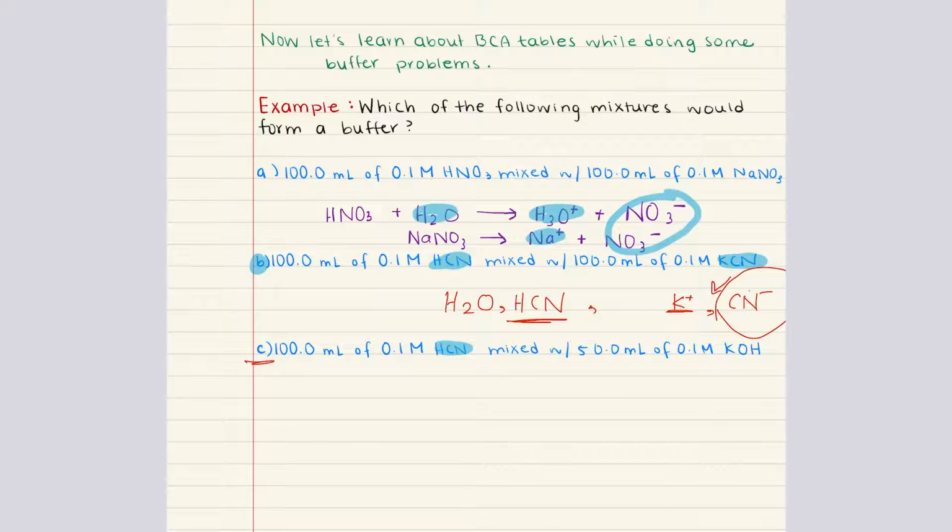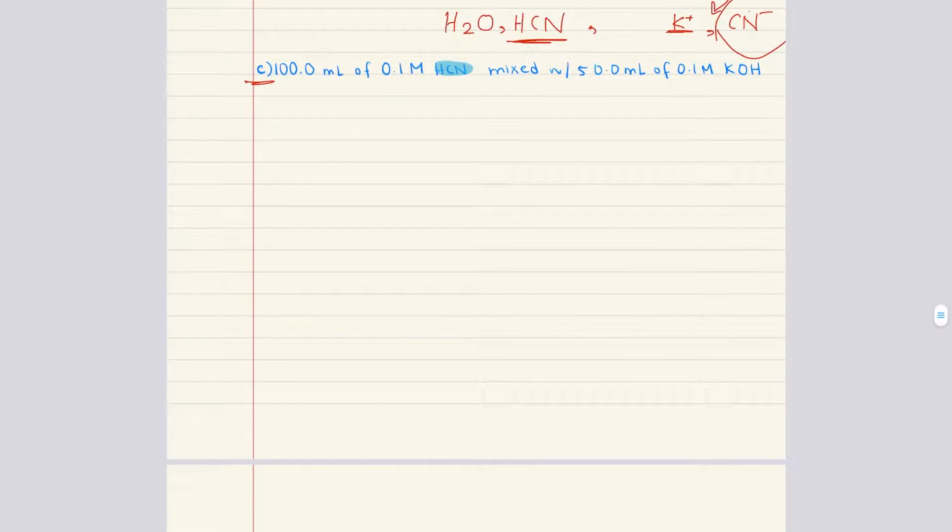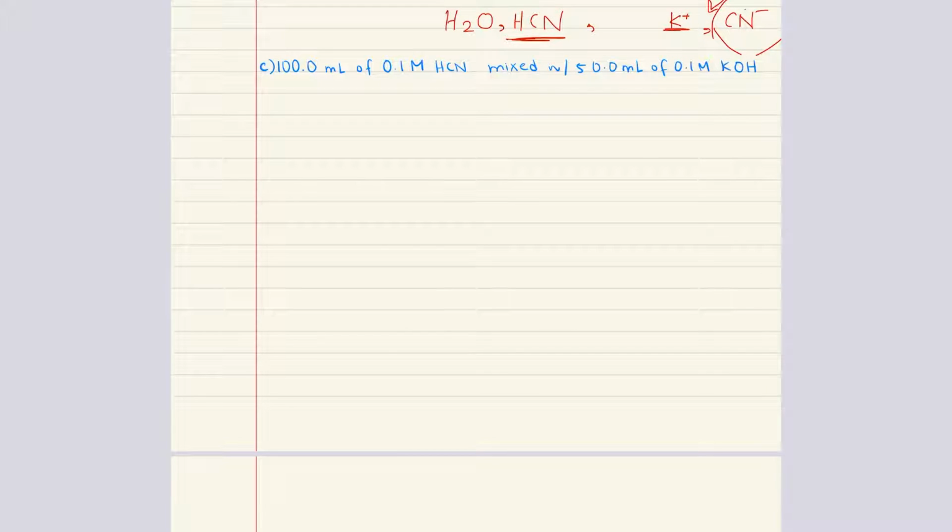Let's tackle part C. Part C says we have 100 milliliters of 0.1 molar hydrogen cyanide mixed with 50 milliliters of 0.1 molar potassium hydroxide. At first glance, it might appear that this mixture would not form a buffer since it initially contains a weak acid and a strong base. However, as soon as these two solutions are mixed, the weak acid reacts with the strong base in this manner. We have our hydrogen cyanide plus our hydroxide ions. They give us cyanide ions and water.